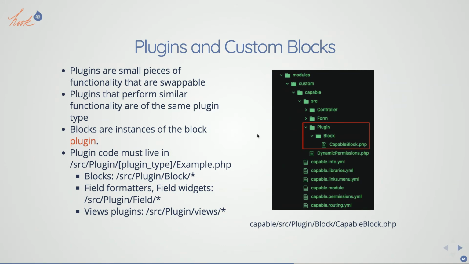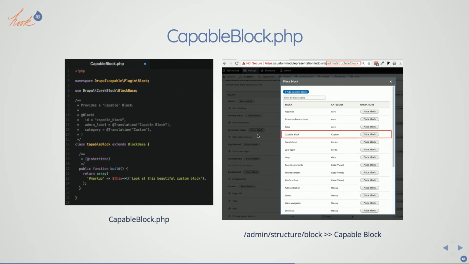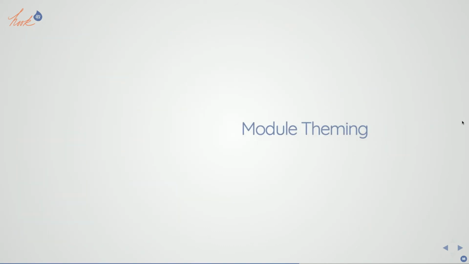If we were leveraging something that had to do with field, we'd put it in a field directory, and the same with views. And we're just creating a simple block that says, look at this beautiful custom block, and it just extends block base. We have to give it this namespace, and then when you go to add a block in admin structure block, then it shows up in that list.